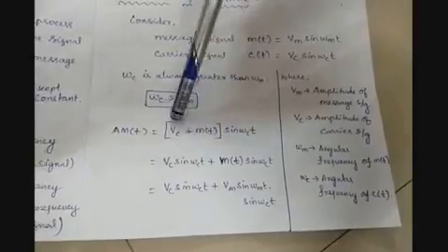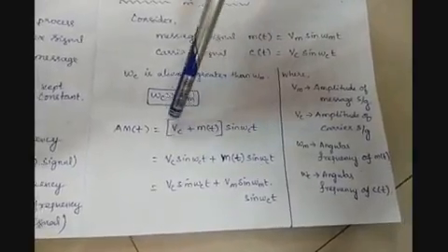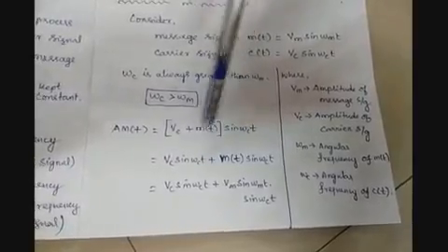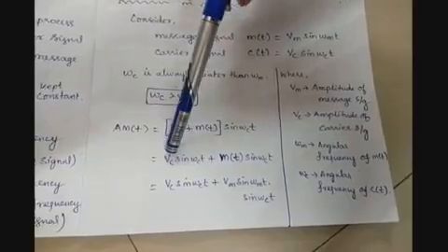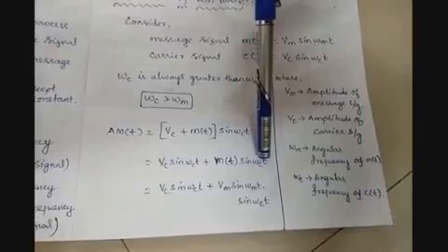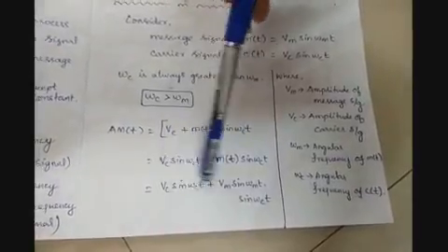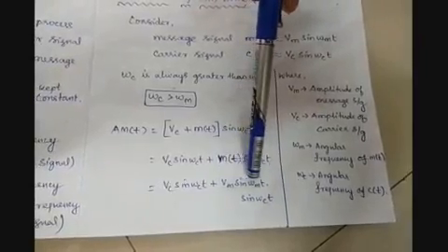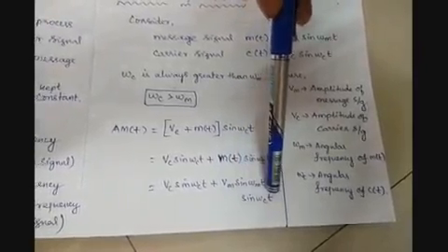So this is what we have done here. Vc plus m of t, into sin omega ct. Simplify this: Vc sin omega ct plus m of t into sin omega ct. Then substitute the m of t value, Vm sin omega mt, into sin omega ct.